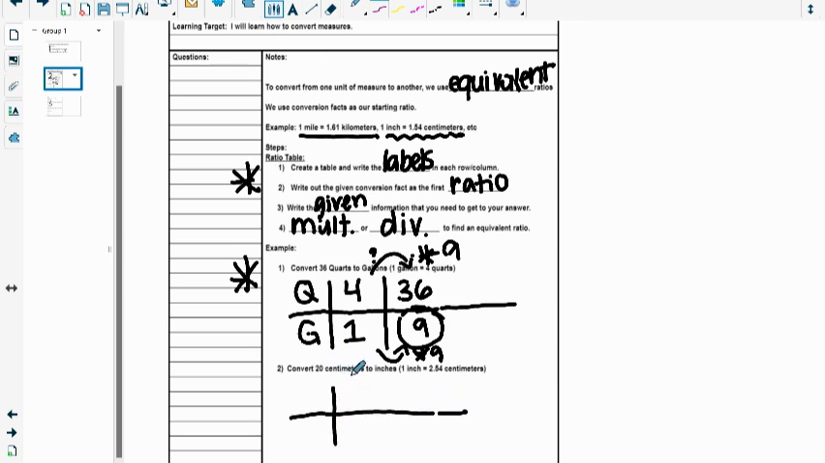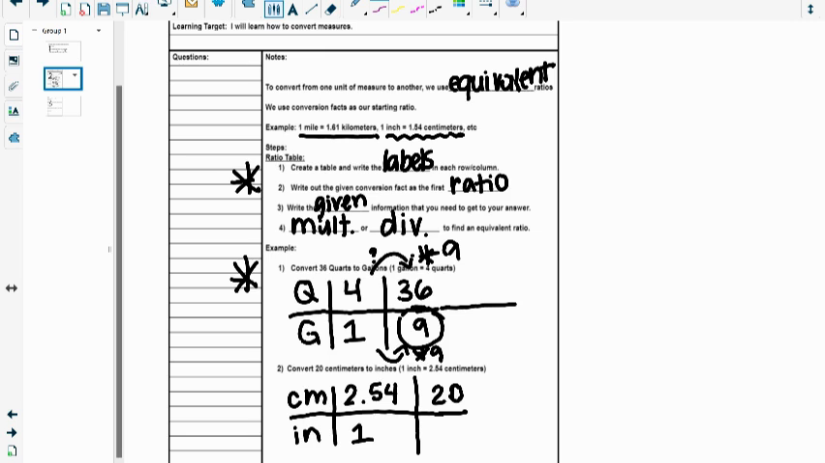So we want to convert 20 centimeters to inches. We've got centimeters, we've got inches. Our conversion fact is always our first ratio. So 1 inch is 2.54 centimeters. We want to know how many inches 20 centimeters is. Now, we don't know 2.54 times what is 20. Even I don't know that off the top of my head, okay? Because it's probably going to be some crazy decimal.